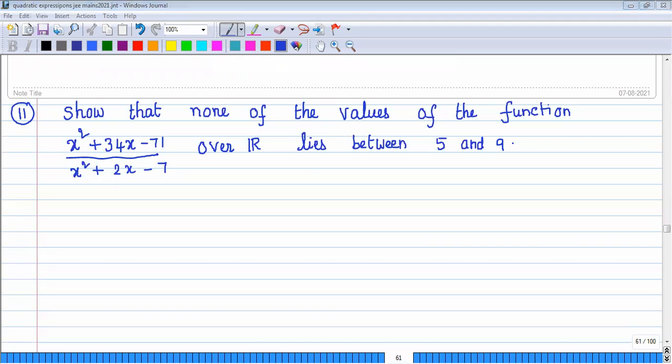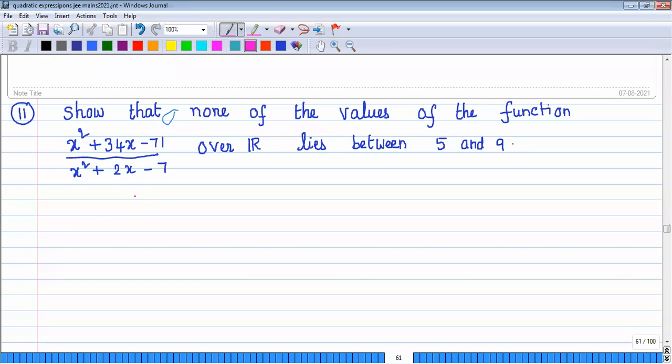Let me read once again. Show that none of the values of the function x square plus 34x minus 71 upon x square plus 2x minus 7 over R, that means x belongs to R, lies between 5 and 9. That means it's indirectly the value of the function or range of the function does not lie between 5 and 9. That we need to prove. Okay, same procedure need to be applied here also.